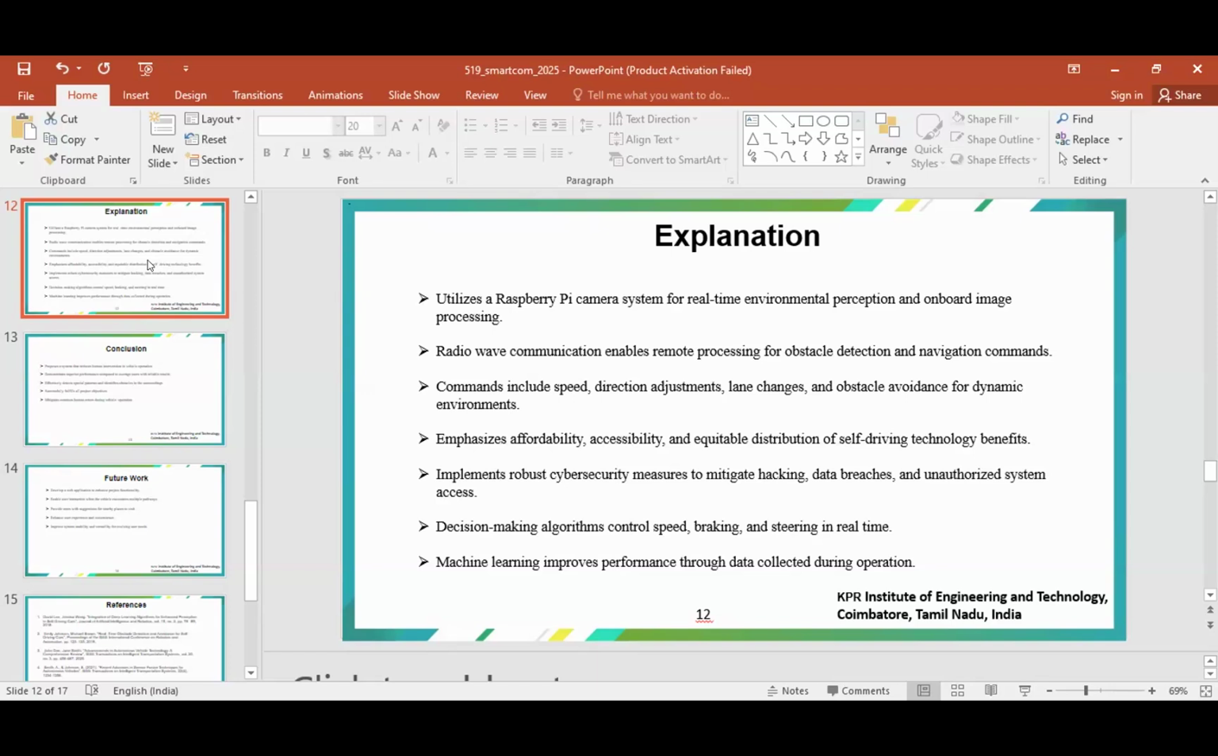It emphasizes affordability, accessibility, and equitable distribution of self-driving technology benefits, and implements robust cybersecurity measures to mitigate hacking, data breaches, and unauthorized access. Decision-making algorithms control speed, braking, and steering in real time. Machine learning improves performance through data collected during operations. And here is the conclusion.